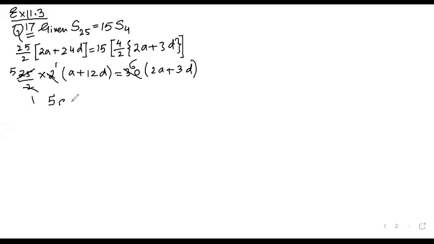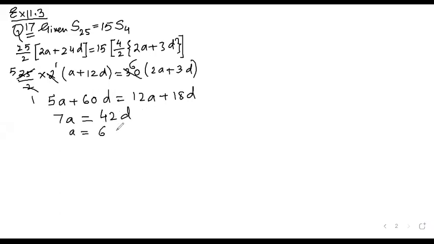So 5a plus 60d is equal to 12a plus 18d. So 5a, what we have to find? We had to find a in terms of d. So 7a is equal to 60 minus 18, 42d. So a is equal to 6d.